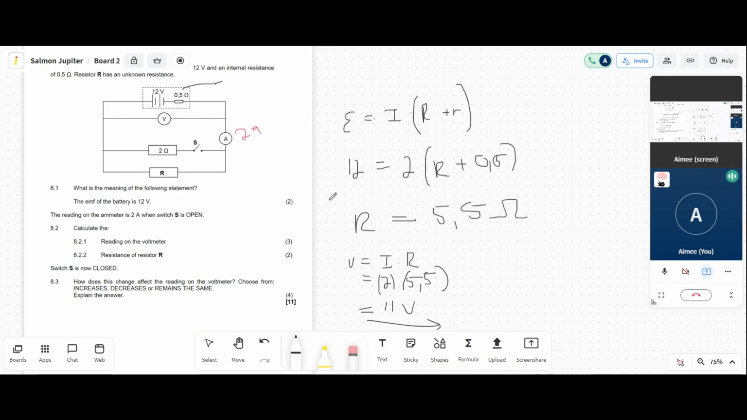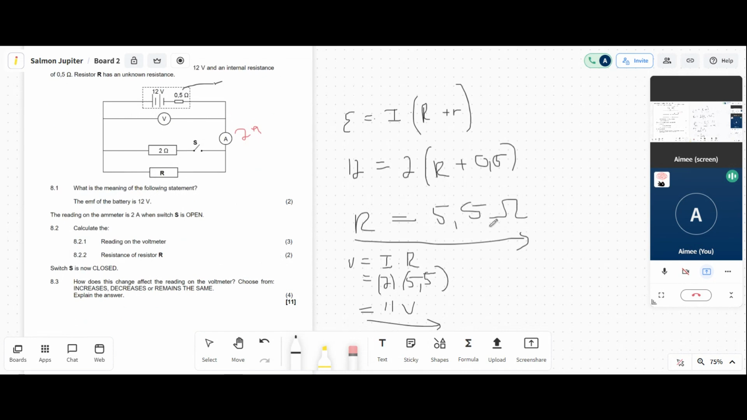And then, because I've chosen to do it this way, my next question is super easy. Because now the next question is, what is the resistance of resistor R? And you've already calculated it. Here it is. So super easy, that one. Not too bad.